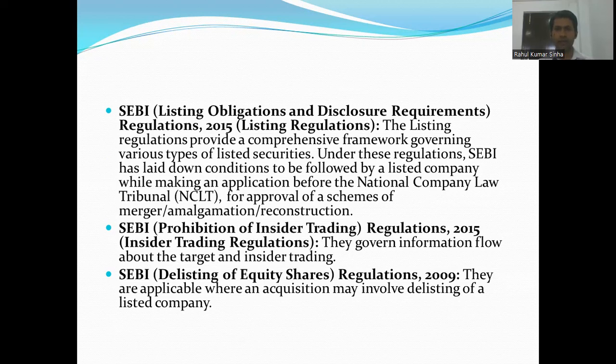And before making an application to NCLT, that is the National Company Law Tribunal, if you are looking for a merger or acquisition, you will have to take the approval from NCLT. So you see, besides SEBI, there is the tribunal, the National Company Law Tribunal, and the approval has to be taken.